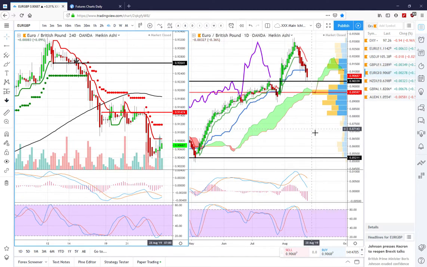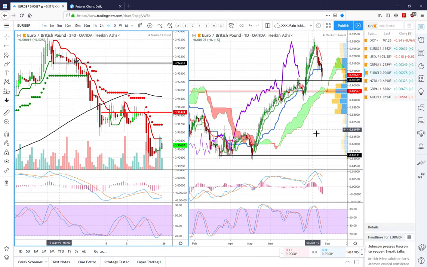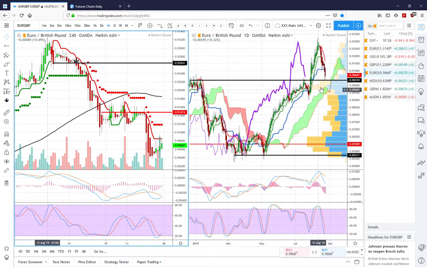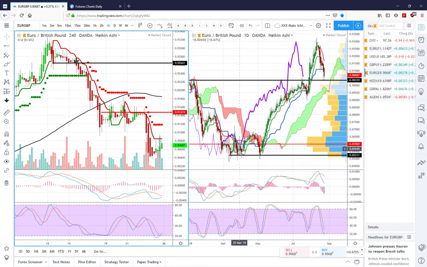This is Euro Pound that I was talking about with the cup and handle pattern. I said this was the target for the retracement. Look at the top of the cup here. This is the cup, as I was saying in the video. This is the cup right here.